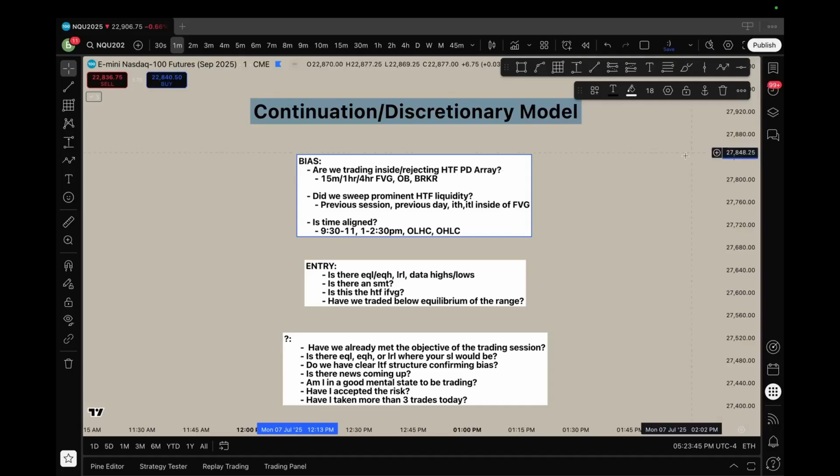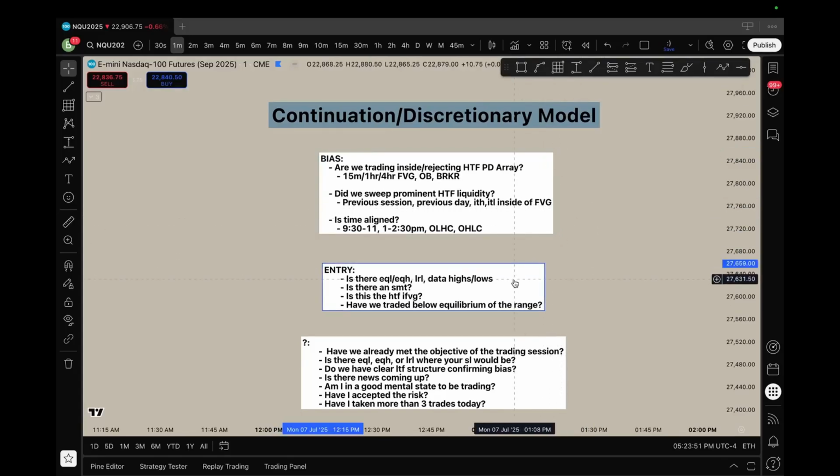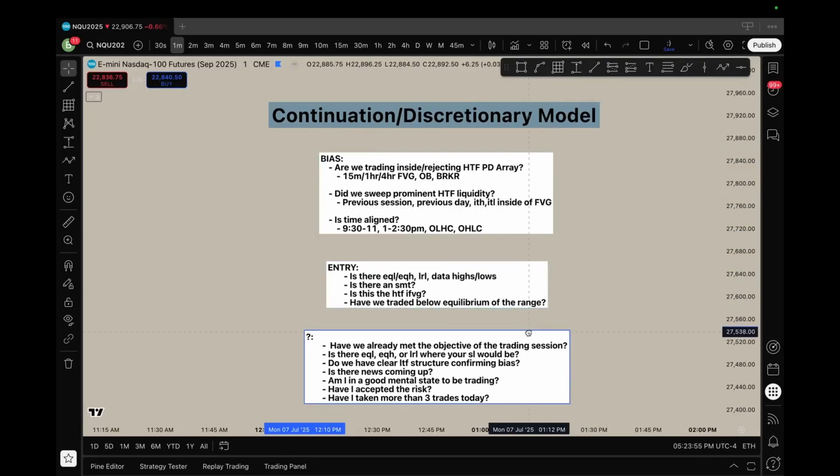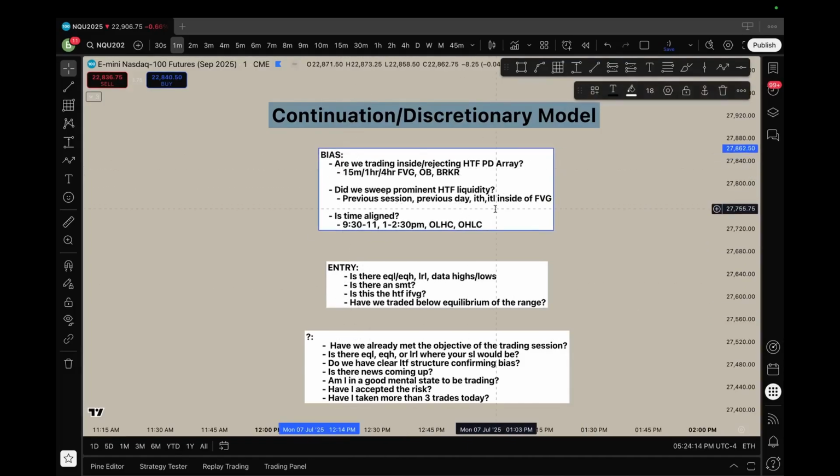All right, we have our bias. Okay, so are we trading inside and rejecting a higher time frame PD array? What I want to see for my bias is, are we delivering from sell side or buy side? Now I'll get more in depth with this with the bias videos and with my daily profiles, but you want this to be aligned with your bias, right? So are we rejecting a higher time frame PD level? Are we respecting or disrespecting PD arrays? That sort of thing. And are we trading inside or rejecting a higher time frame 15-minute, hourly, 4-hour fair value gap, order block, or breaker block? Okay, so that's what you want to be looking for.